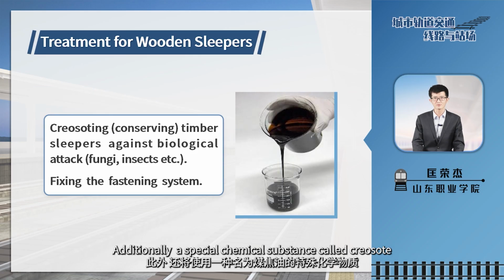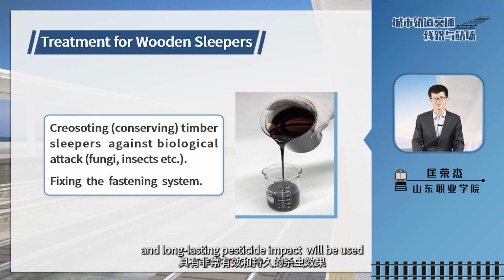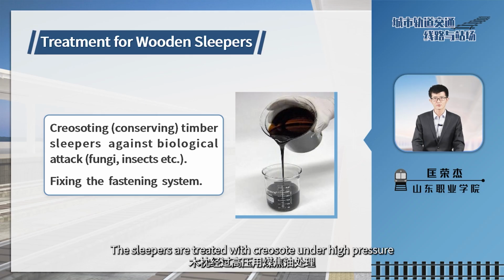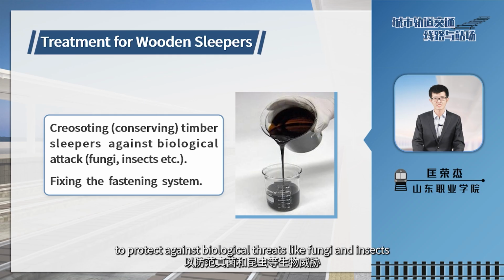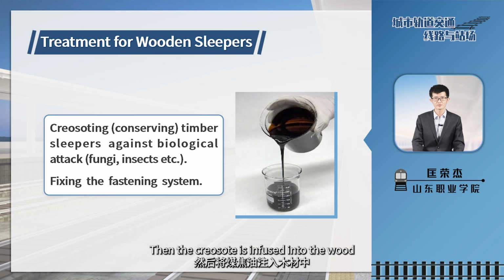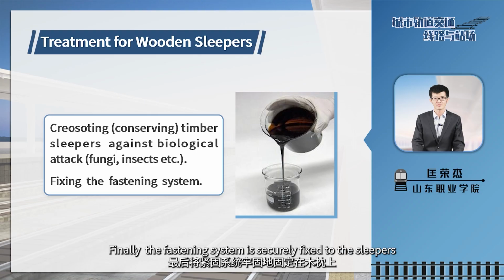Additionally, a special chemical substance called creosote, which is a coal tar pyrolysis derivative with a very effective and long-lasting pesticide impact, will be used. The slippers are treated with creosote under high pressure to protect against biological threats like fungi and insects. Then the creosote is infused into the wood with some oil recovery through vacuum application. Finally, the fastening system is securely fixed to the slippers.